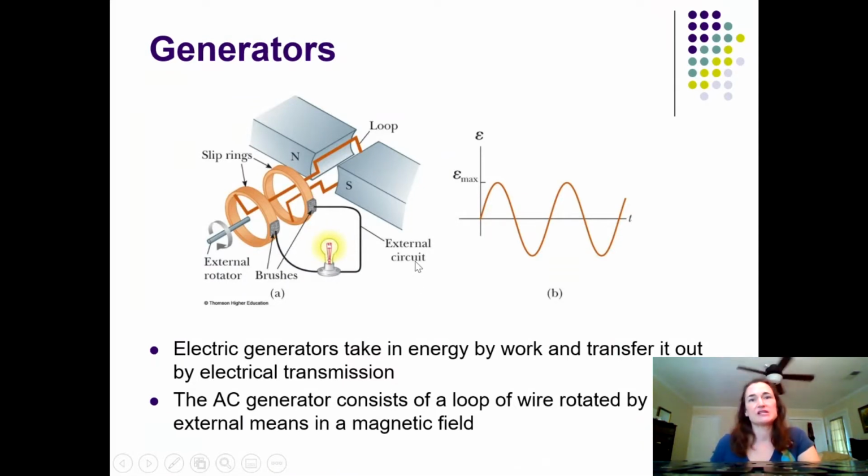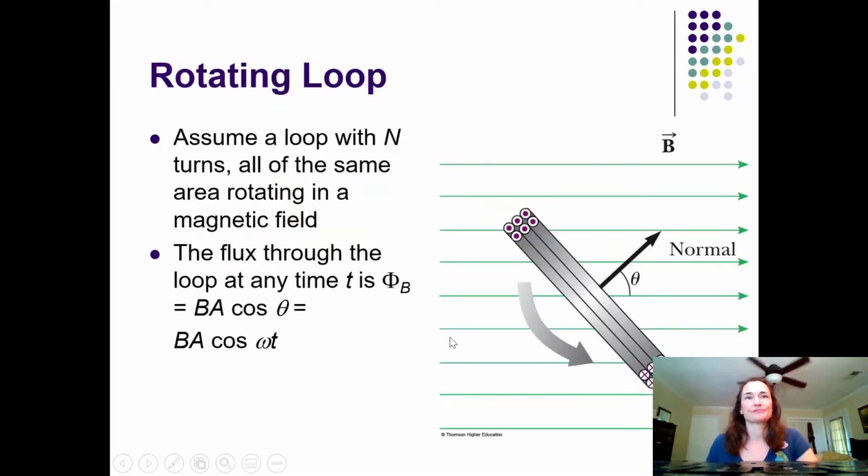An AC generator consists of a loop of wire rotated by some external means in a magnetic field. The external means could be wind, water, or steam in different power plants. Of course, wind could come from wind turbines, and the water could come from falling water at a dam in a hydroelectric plant. And then in fossil fuel plants, what they generally do is burn the fossil fuel, and the heat from the burning heats water, which is converted into steam. The steam moves through, and then the steam turns the turbine. So any of these means are examples of how you could have an external agent causing the rotation.